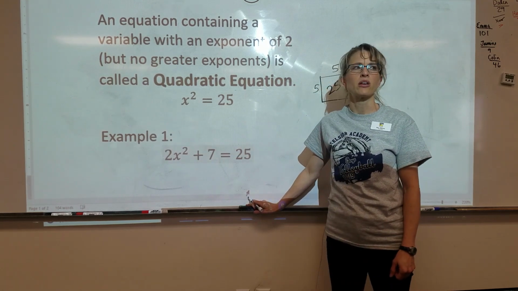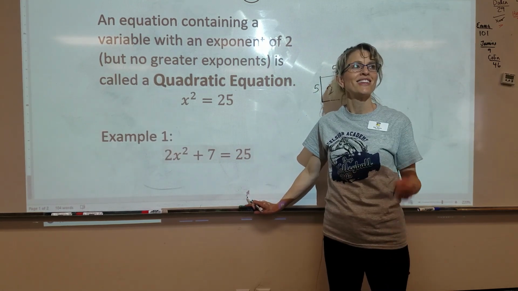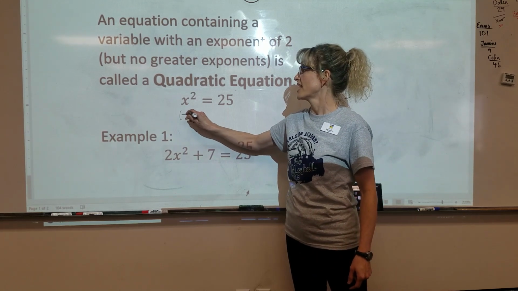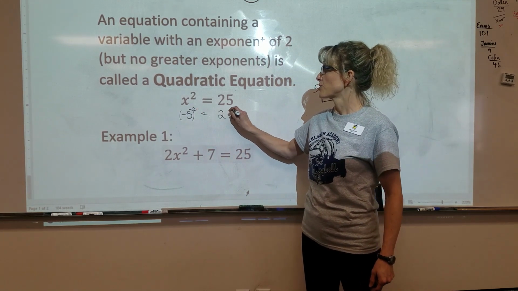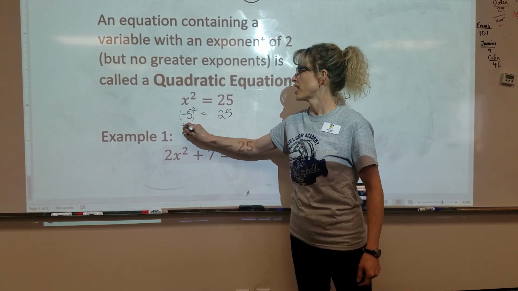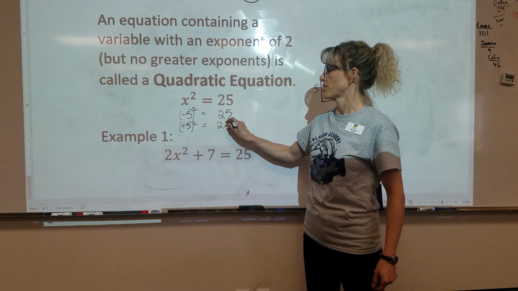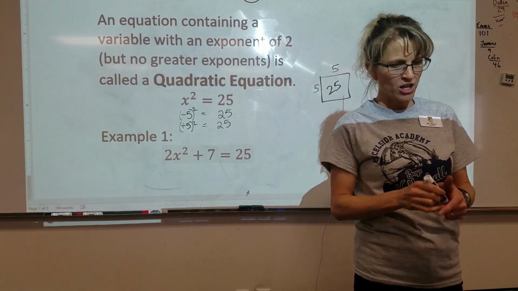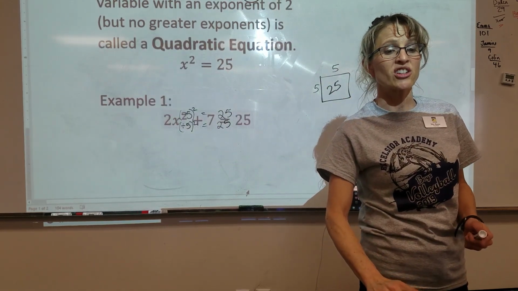What other number could that be? Negative 5. And that's what our lesson really is about today. Because negative 5 squared is also 25. Positive 5 squared is also 25. So there are 2 solutions. How many solutions? 2. So any quadratic equation is going to have 2 solutions.